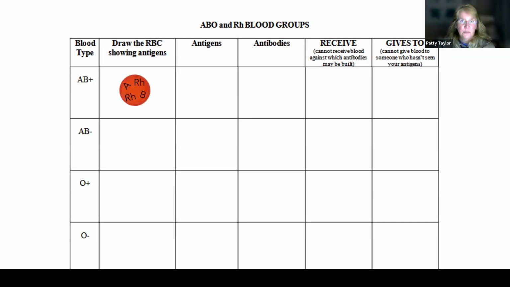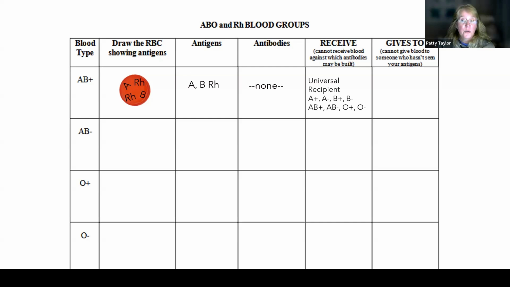So AB positive blood has all 3 antigens, A antigen, B, and Rh factor. That means this person builds no antibodies. The only antigens we've been discussing for these 2 groups are the A and B antigens for the ABO blood group and the Rh antigen for the Rh blood group. So yeah, we've got all the antigens, no antibodies are formed.